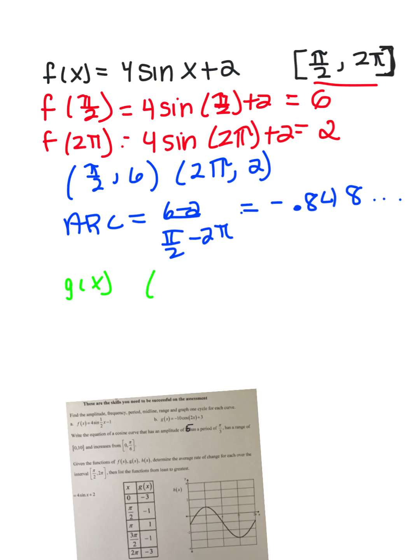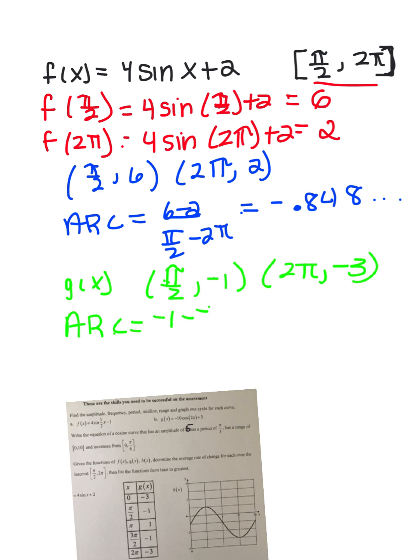All right, so the point is pi over 2. Look at the table. The y value is negative 1. And when it's 2 pi, it's negative 3. Okay, so your average rate of change is going to be negative 1 minus negative 3. Watch the signs. Pi over 2 minus 2 pi.